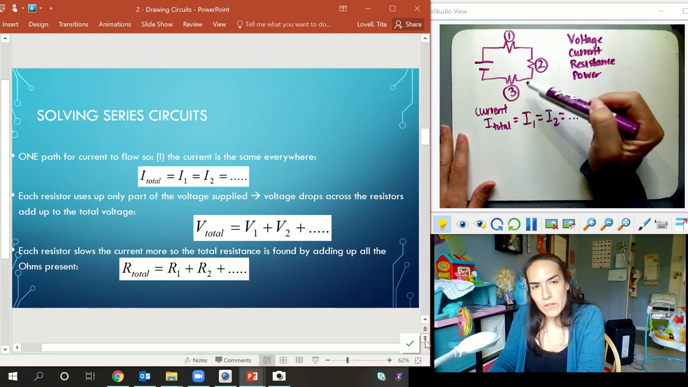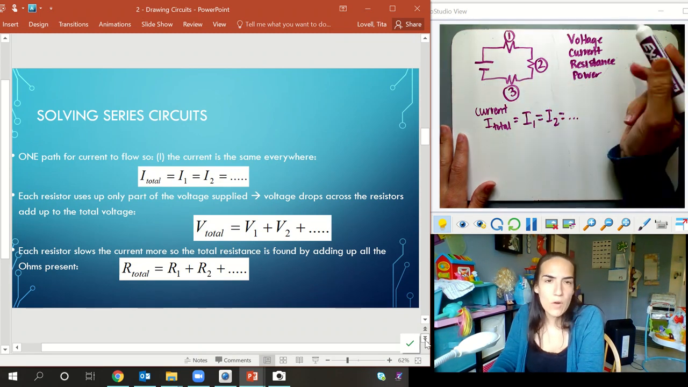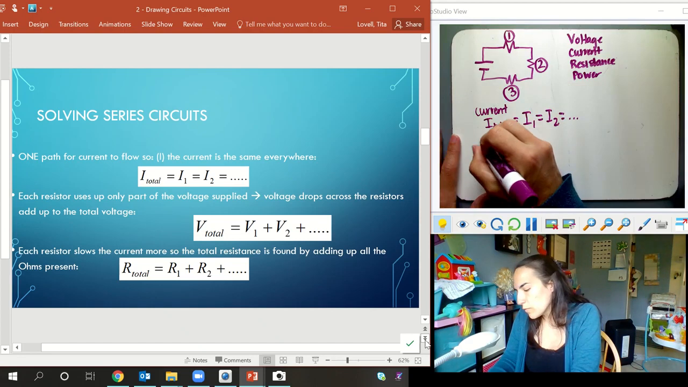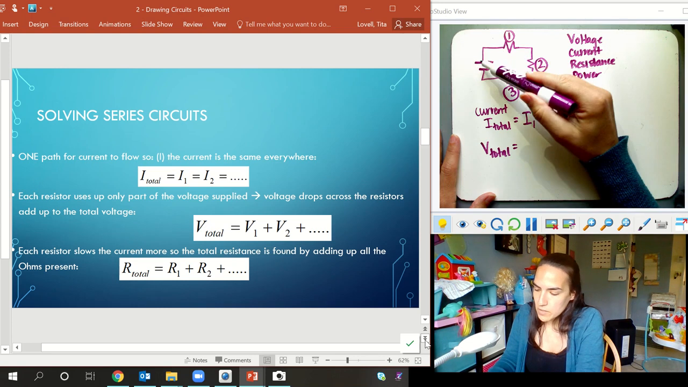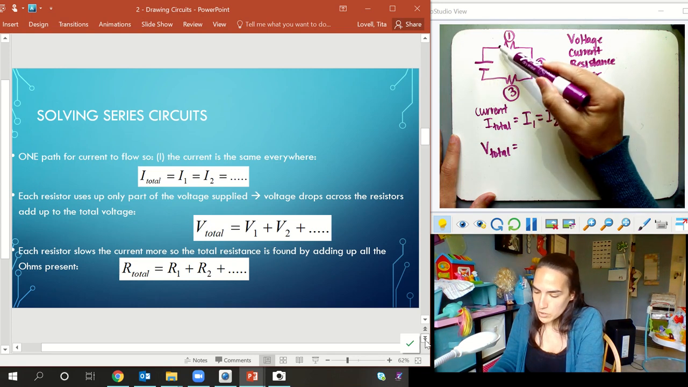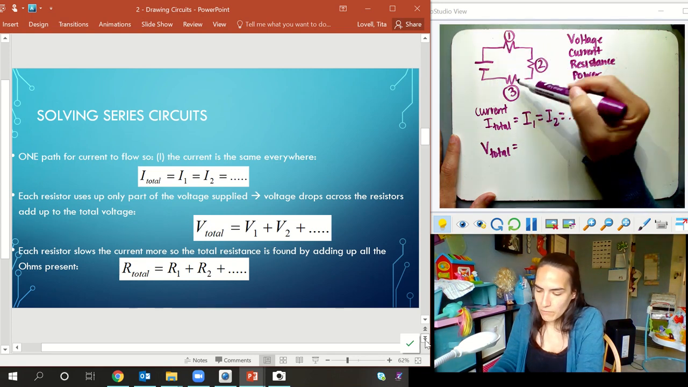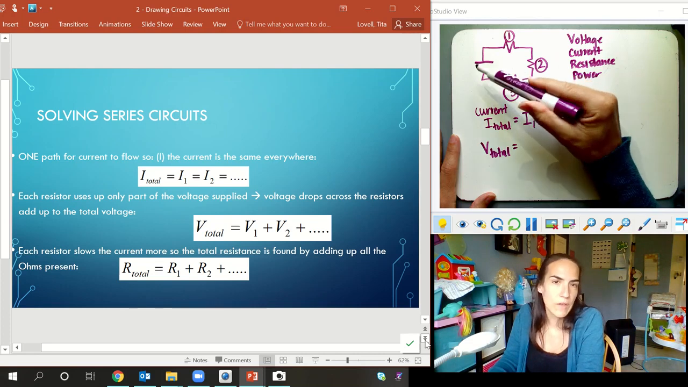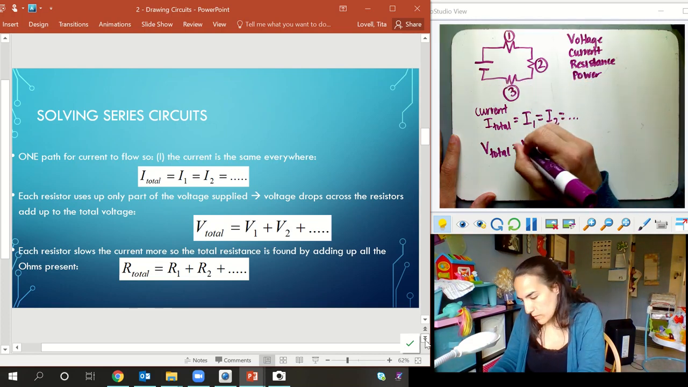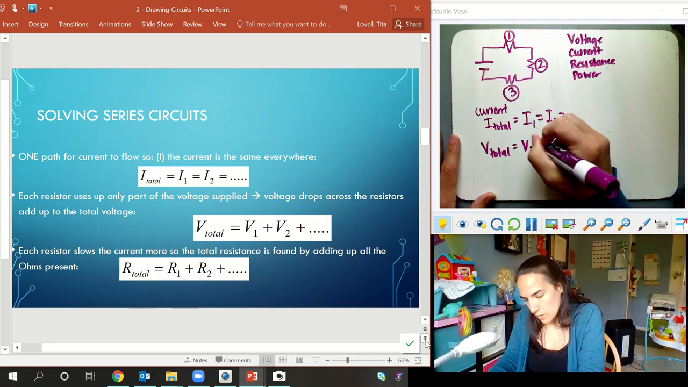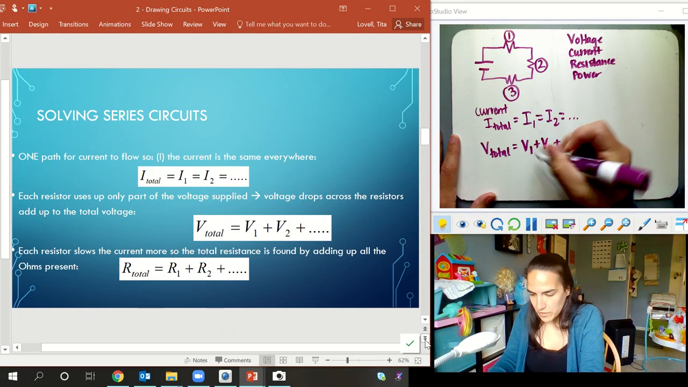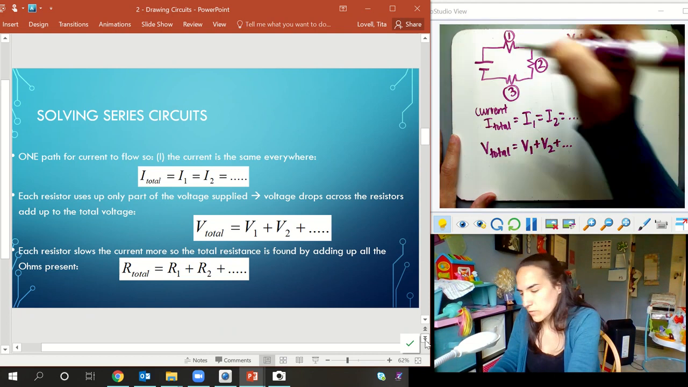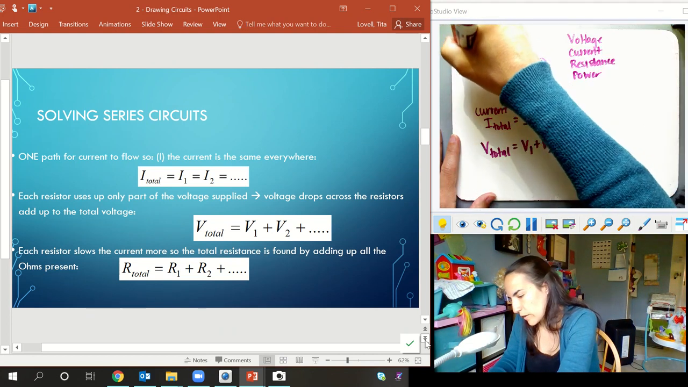Because there is only one path for the current to flow, our voltage, however, is slightly different. The total voltage provided at the battery, let's say 20 volts, works like this: each resistor is going to take a piece of that voltage until at the end you have nothing left. So the voltage at the first resistor is going to add to the voltage of the second resistor, and so on, to give you the total which exists at the battery. I'll write total over here just so that you're aware.